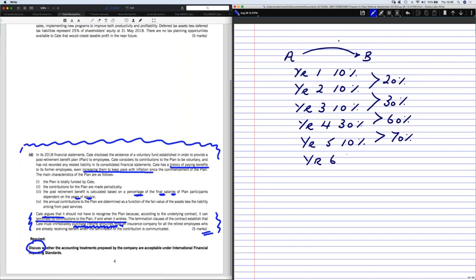In year 6, let's say we go down by 30%. Okay, 30%. We go down by 30%. So let's take this down to 40%. Okay, what do you think now?